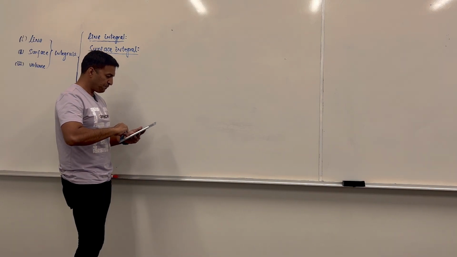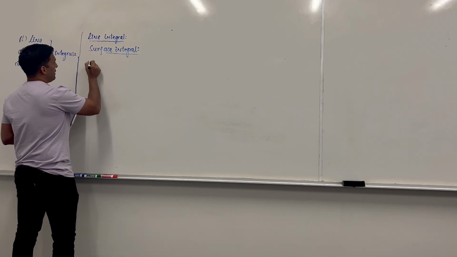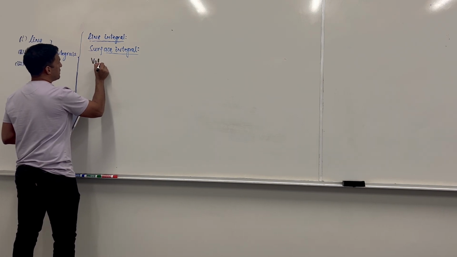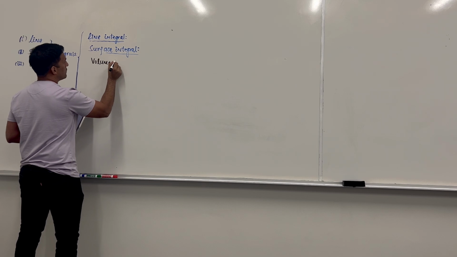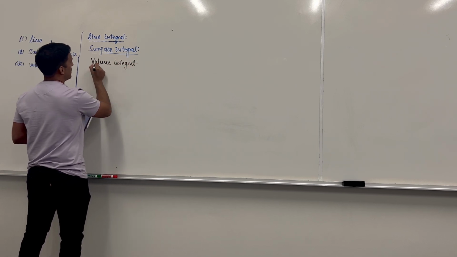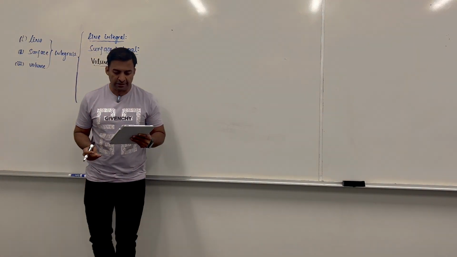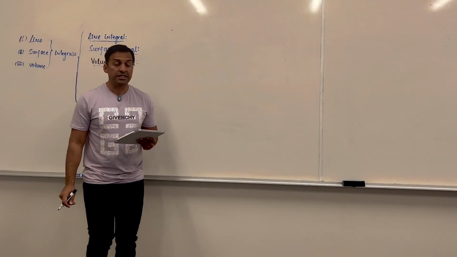Volume integral, yes, this is problem 1.31. So we have the third one, volume integral. And the statement of the problem is: calculate the volume integral of a function T equals z squared.